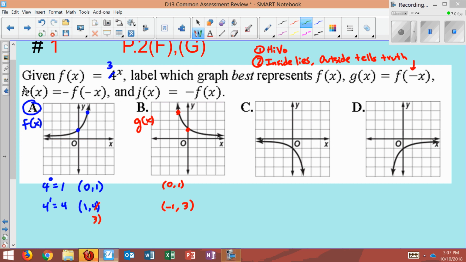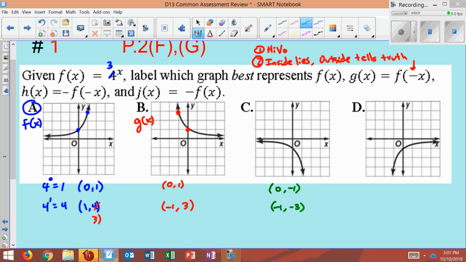Next graph, h: negative f of negative x. So that means both the y and the x are negatives. So there's reflection both up and down and left and right. So if you take your 2 points, what you should have, if you reflect both the y and the x, 0 won't change, but the 1 will become negative. This is saying make negative the y and the x. And so this (1, 3) would become (-1, -3). And so that's what I'd be looking for here.